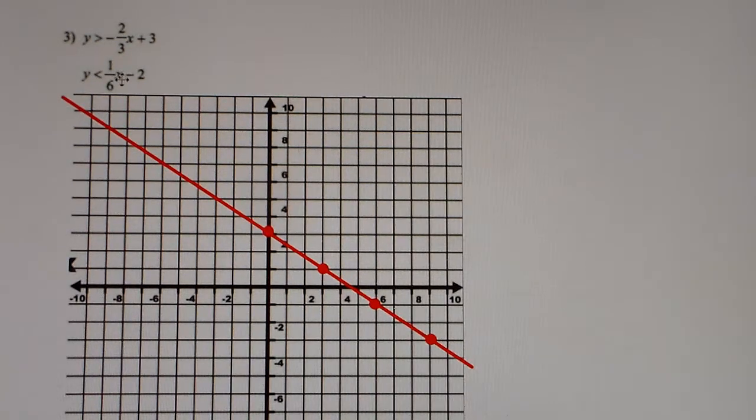Now this says y is greater than the negative 2/3 x plus 3. So we have to shade everything that's greater than. We'll do that in yellow. Everything that's greater than. So we're just doing the first equation in our system.